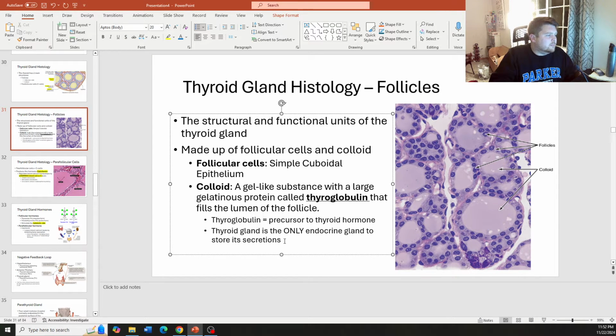I say only one that stores, now realizing there's the technicality side of things where yes, the posterior pituitary does store those other hormones, but the thyroid one is different because it makes it. The posterior pituitary doesn't make it. I should say the thyroid gland is the only endocrine gland to produce and store its own secretions ahead of time.